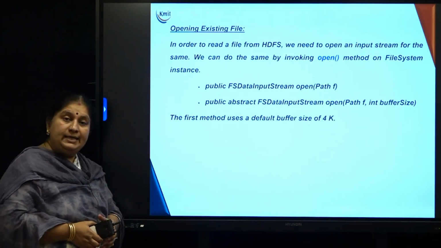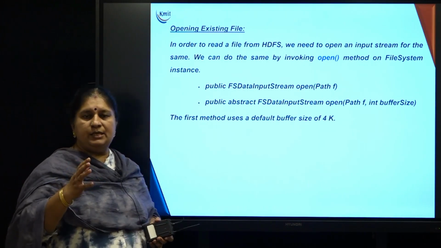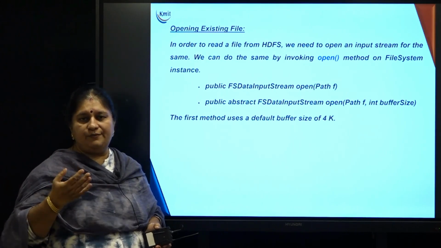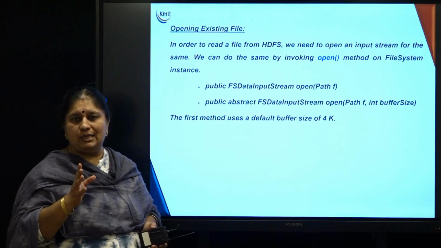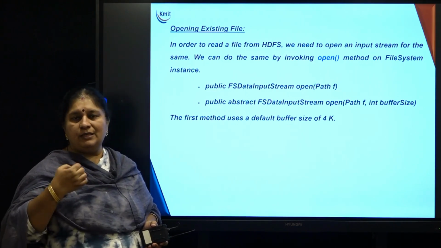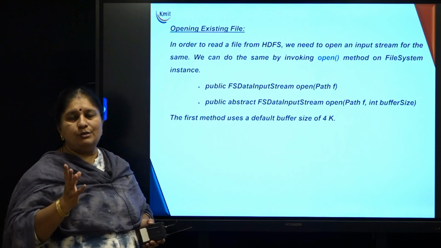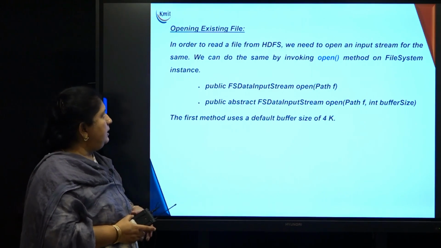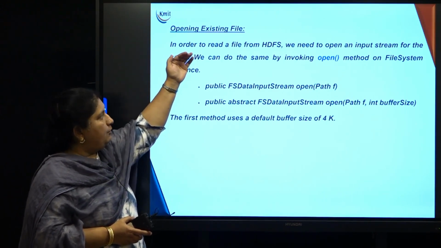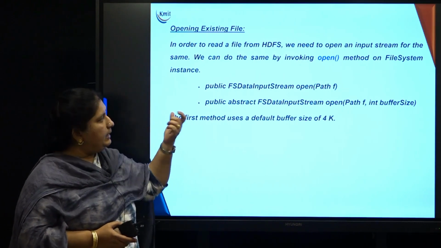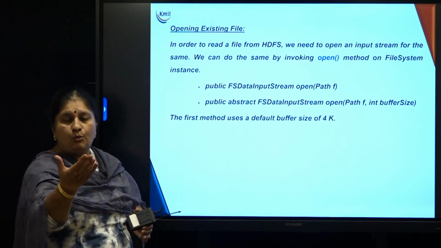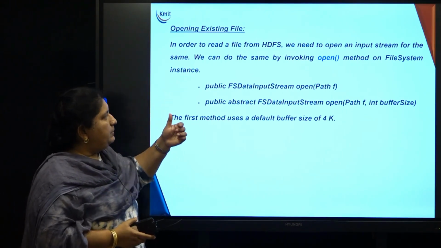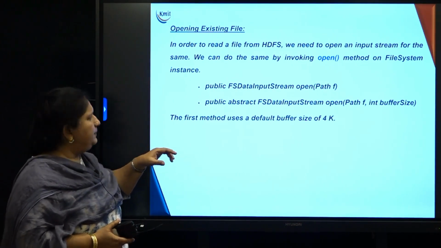Now, opening an existing file. When we are learning C, C++, we know how to work with opening a file. There are various modes; you specify in what mode you want to open the file. Similarly, when we are working with HDFS under Hadoop, we should also know how to give the function call in order to open a file. So, in order to read a file from HDFS, we need to open an input stream. Why input stream? You want to read contents from a file, and the file is already existing. So, you can do it by using the open method, just like C and C++ notation.